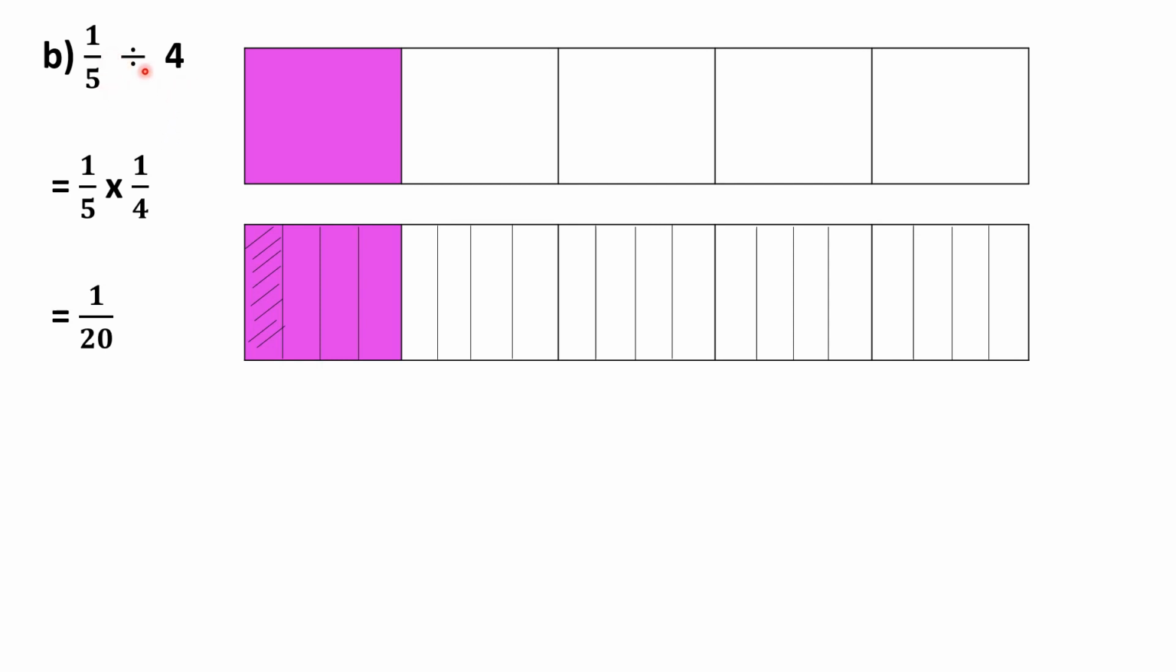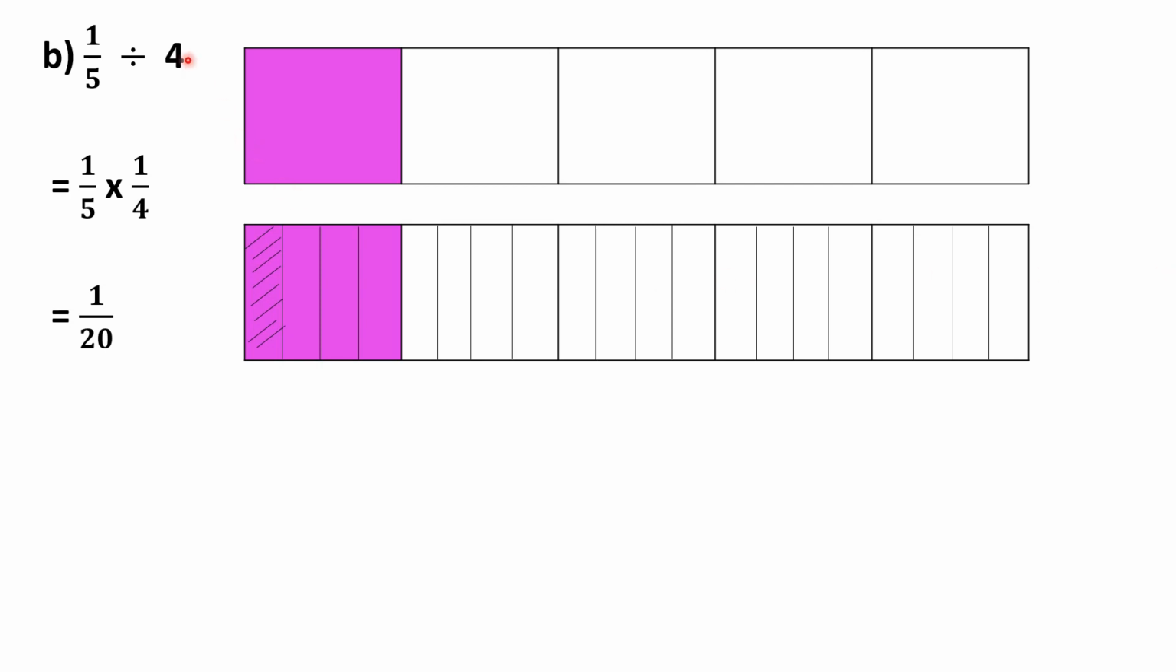1 by 5 divided by 4. So for 1 by 5, what we are doing? We are drawing one rectangular box and dividing it into 5 equal parts, and we have shaded one part out of the 5. So we have got the fraction 1 by 5, and this part is again divided into 4 equal parts. That means each of these boxes is again divided into 4 equal parts, as you can see here.